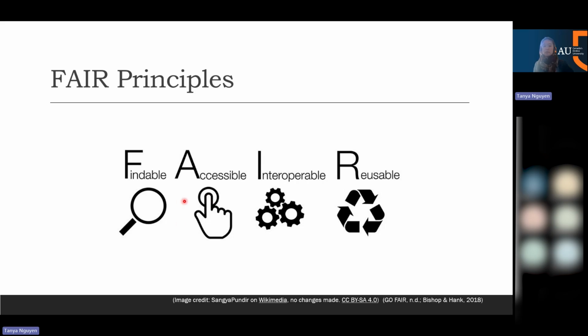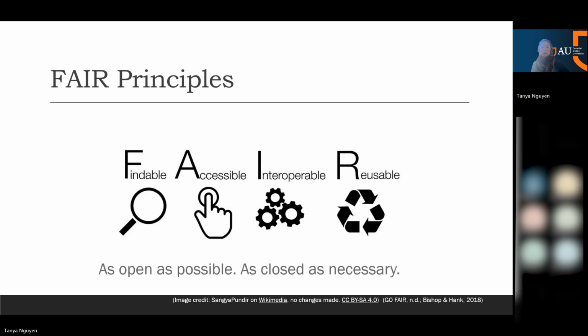Accessible. Once the user finds your data, they need to know how they can access it. This could be through authentication or authorization. Also, if you deposit your data in a trusted repository, it makes your data more accessible to researchers, and we'll talk about that in a bit.